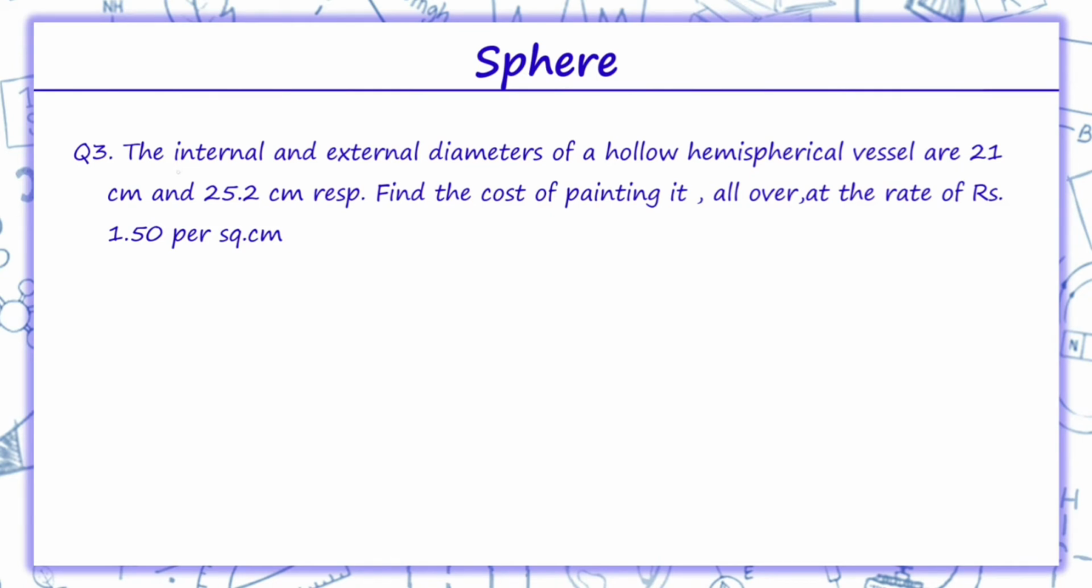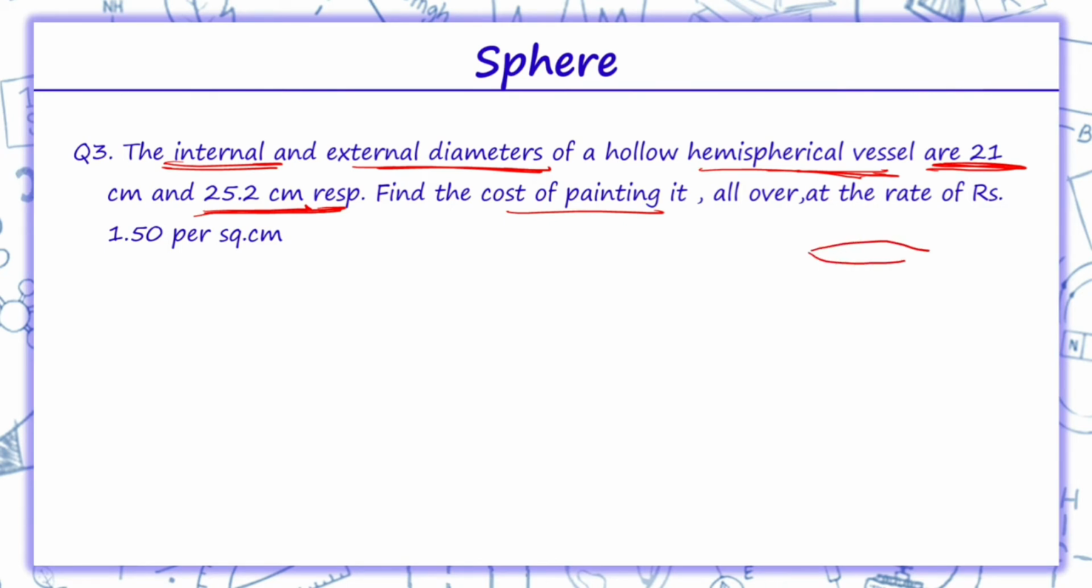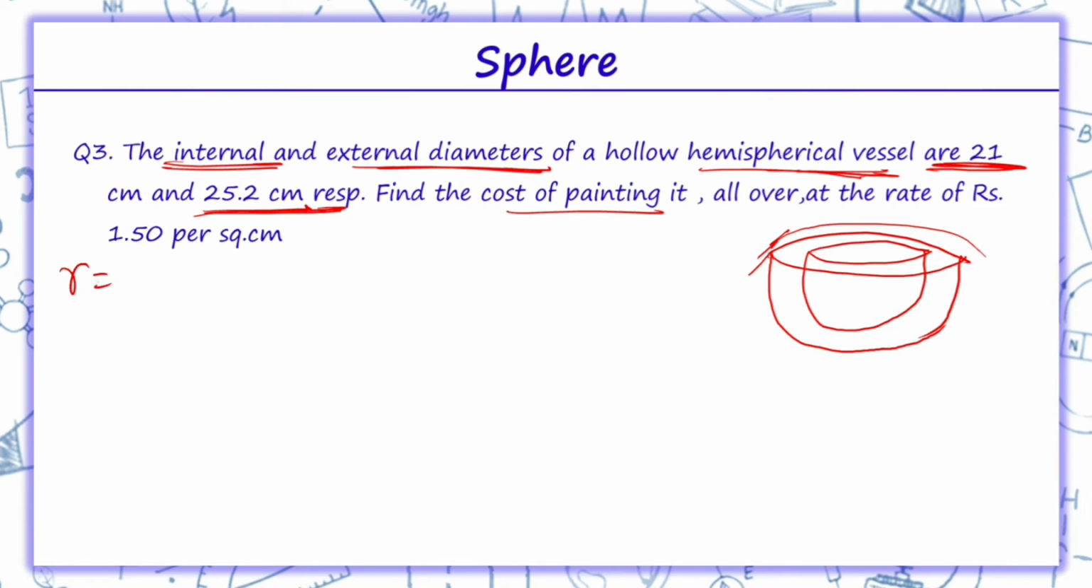Next question is, the internal and external diameters of a hollow hemispherical vessel are 21 and 25.2. We have to find the cost of painting it. We have to paint the interior surface and the exterior surface. So, this is a hollow hemispherical vessel. Now, we have to paint it outside as well as inside, that means we have to find the total surface area.